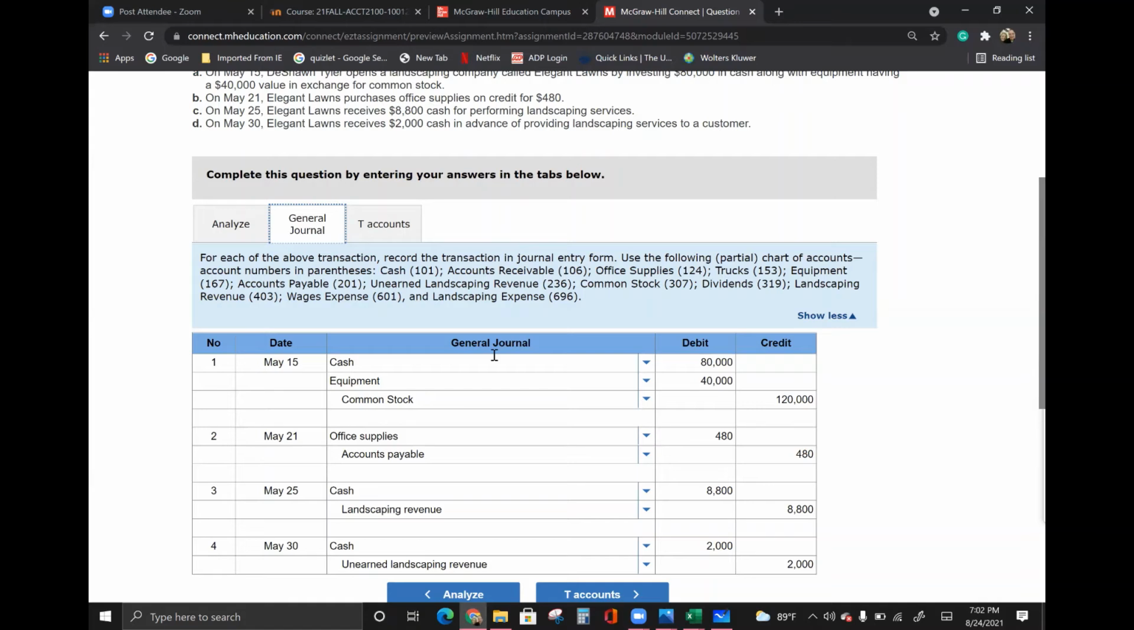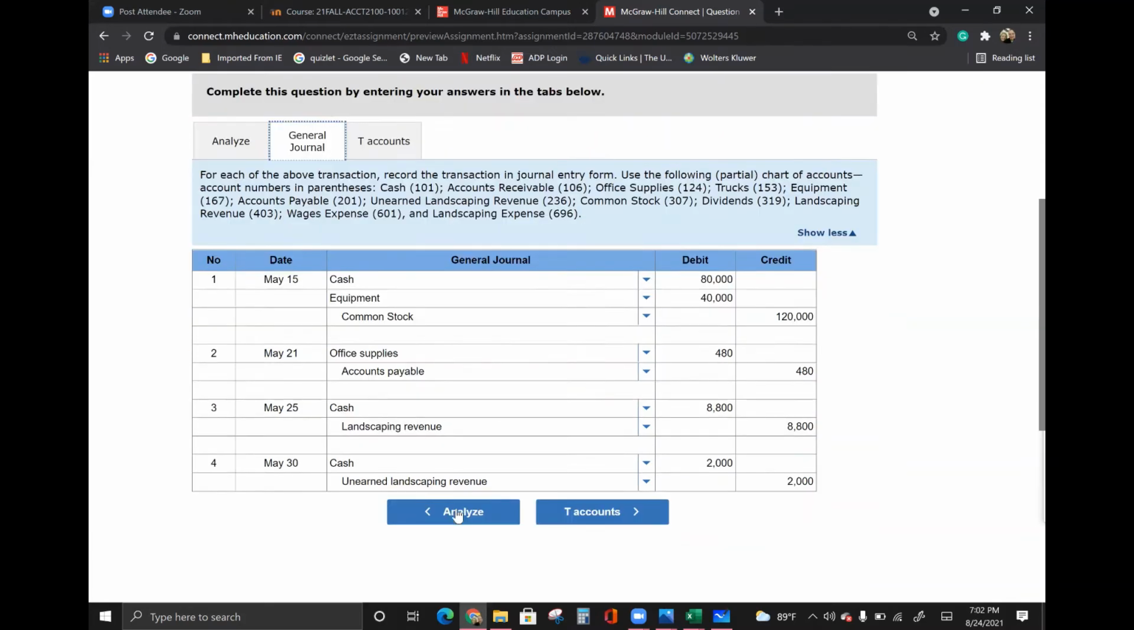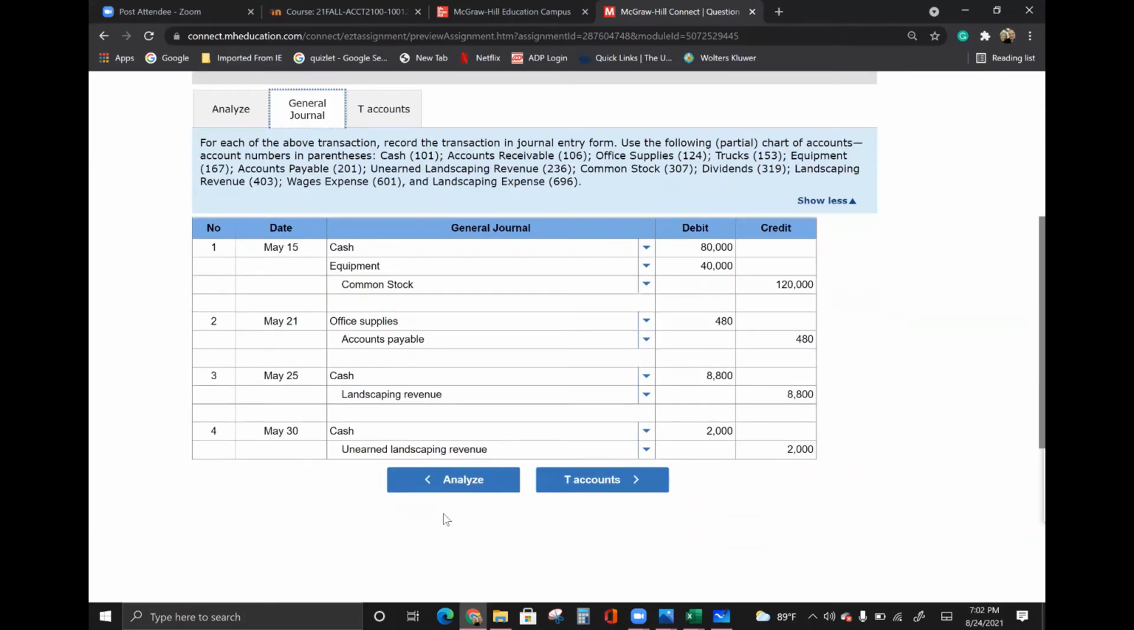All right. Then we have cash that we received for our landscape services. So we debit cash, 8,800. Credit landscaping revenue, 8,800, because that's a revenue account. Normal revenue accounts will have a credit. And if I want to increase my sales, then it's going to be a credit. If we're decreasing the income, that's an expense. So expenses are debits. So income or revenue is going to be a credit.